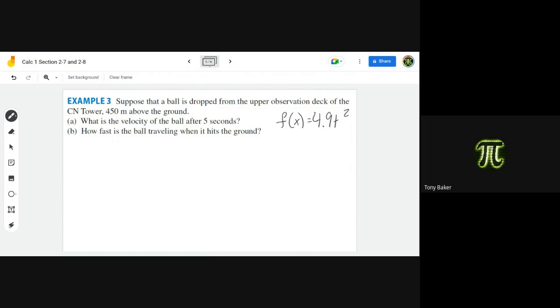Is that why for every single question back on the final in algebra, you always use 4.9? Yes, because you see it a lot. All right. So the first question we want to find is what's the velocity of the ball after 5 seconds?